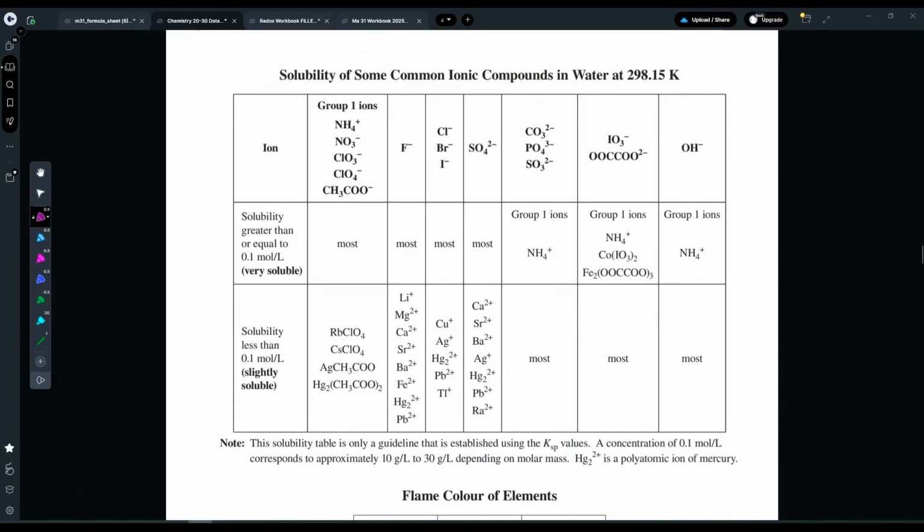How you use your solubility table to determine if a substance is soluble is first you locate the anion in the first row here, and then as you trace your finger down the columns, you find out where your cation is. Anything that's found in the second row is going to be very soluble. Anything found in the last row is going to be insoluble in water.